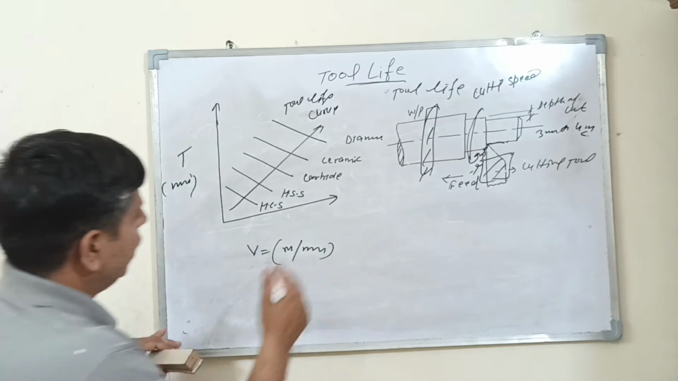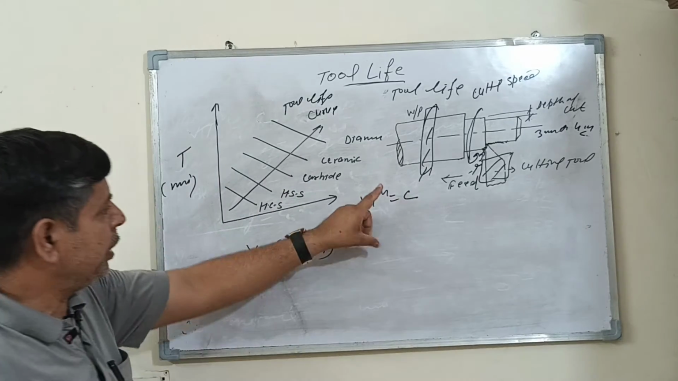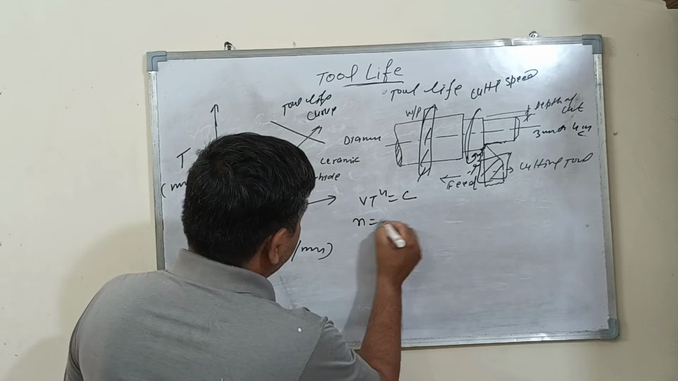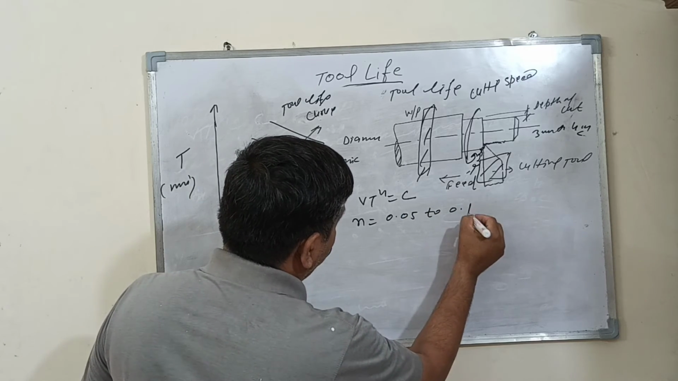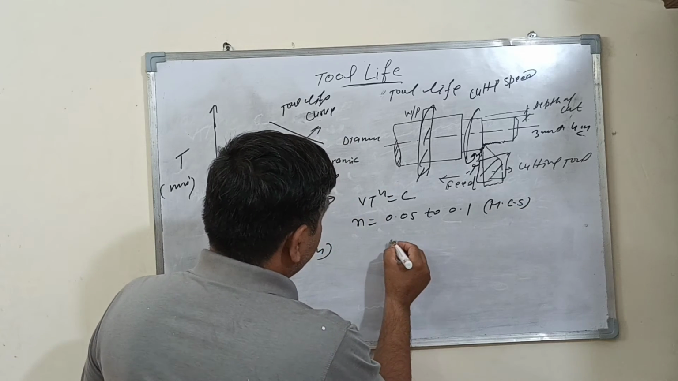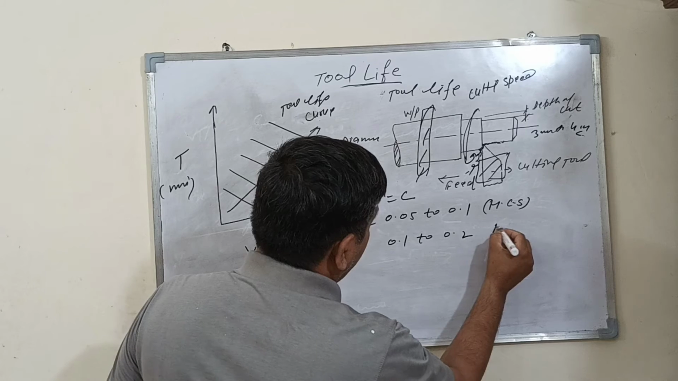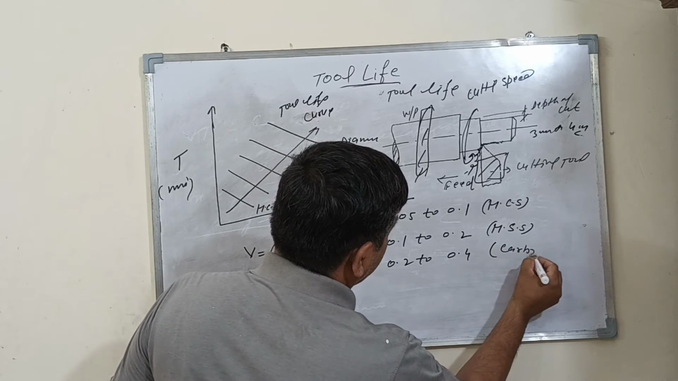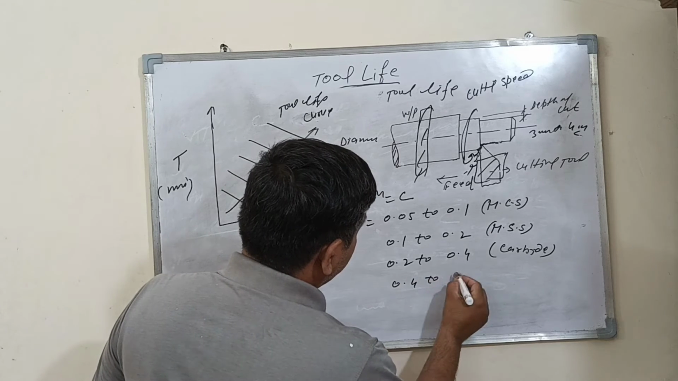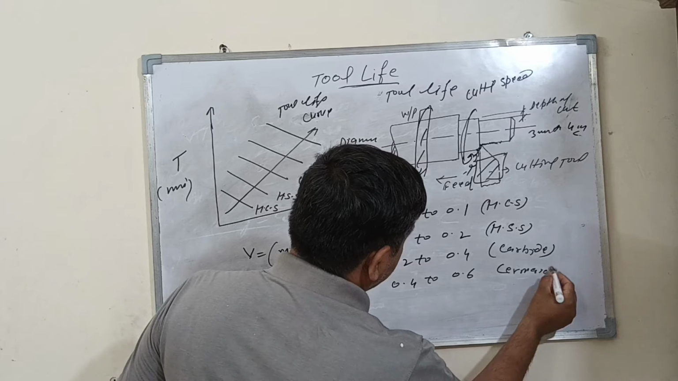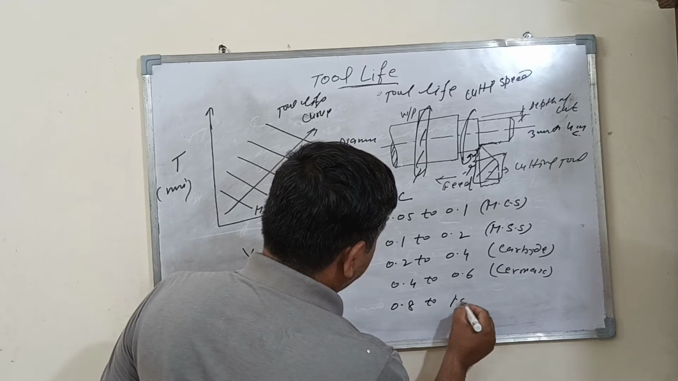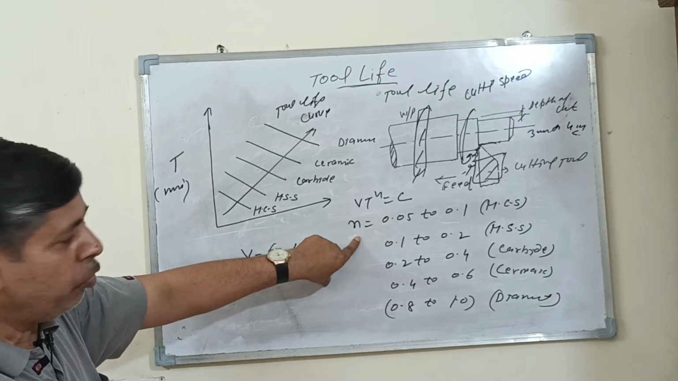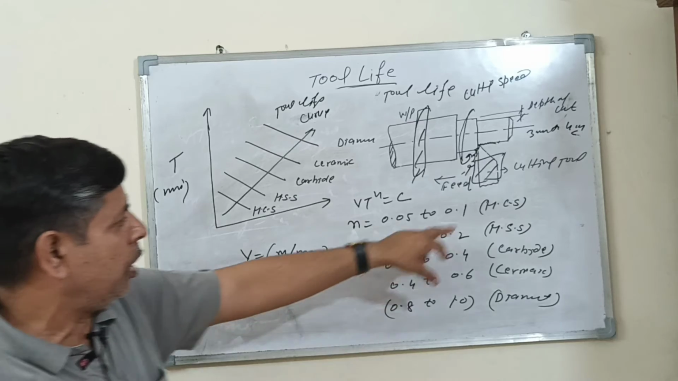So what is the value of n in VT^n? VT^n is equal to C. n is the exponent of tool life. It generally depends upon the nature of the cutting material. What is the value of n? n is 0.05 to 0.1 for high carbon steel, 0.1 to 0.2 for high speed steel, 0.2 to 0.4 for carbide, 0.4 to 0.6 for ceramic, 0.8 to 1.0 for diamond. These are the values of n, and n generally depends upon the nature of the cutting material.